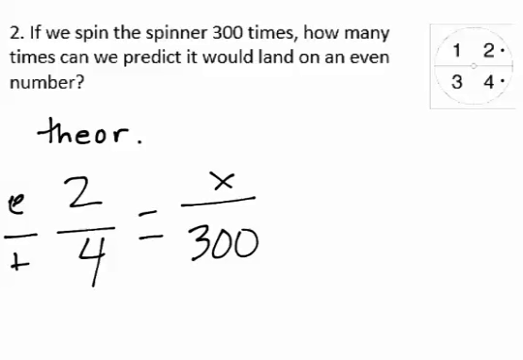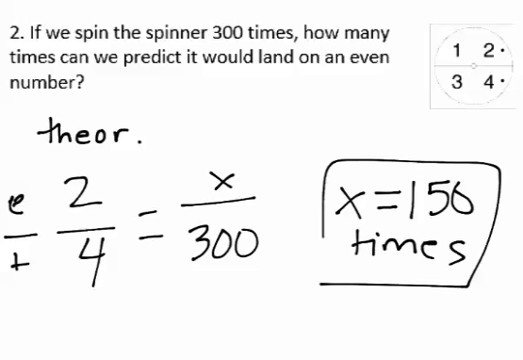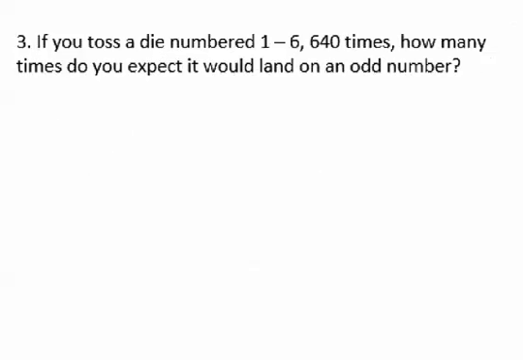You can pause the video and go ahead and cross multiply to solve for x. So x should be, if you solved it, 150 times. It's going to land on an even number when you spin it 300 times. Okay, number 3, if you toss a die numbered 1 through 6, 640 times, that's a lot of times. How many times do you expect it would land on an odd number?